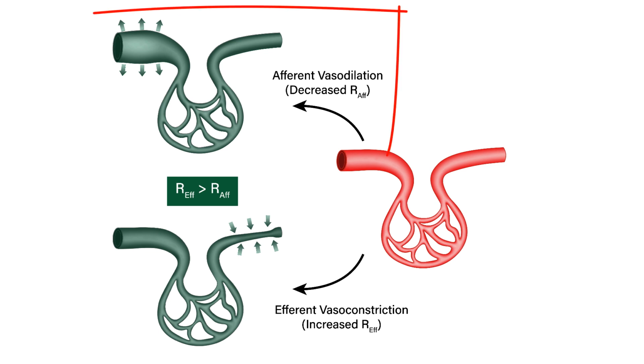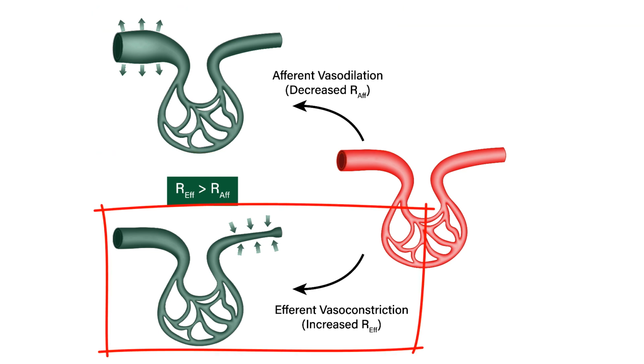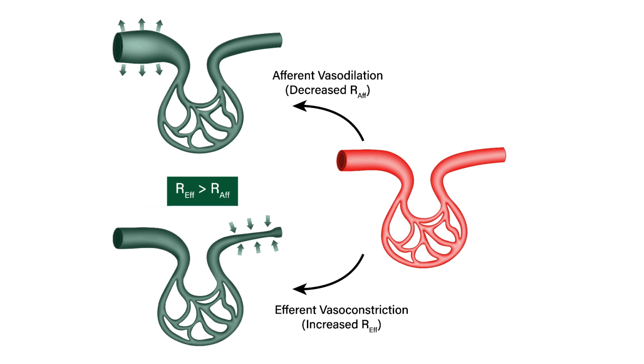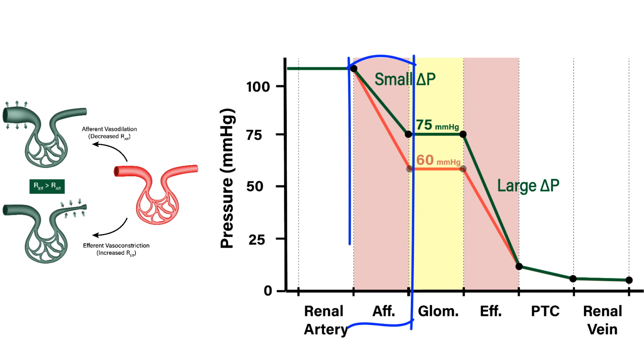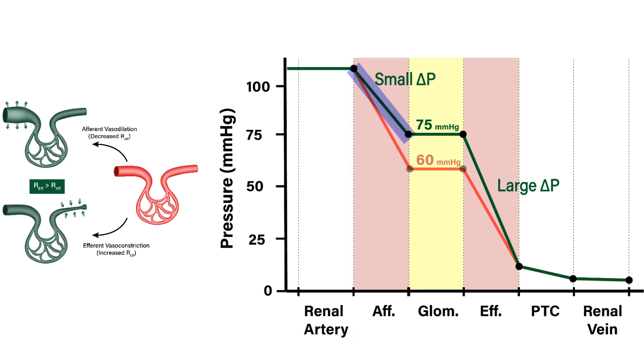This can be accomplished by vasodilation of the afferent arteriole, decreasing the resistance of the afferent arteriole, or vasoconstriction of the efferent arteriole, increasing the resistance of the efferent arteriole. Again, in either case, the resistance of the efferent arteriole is made to be greater than the resistance of the afferent arteriole. This means now that blood entering the afferent arteriole from the renal artery will now experience a relatively small pressure drop, again because it has a relatively low resistance compared to the efferent arteriole. When this occurs, the hydrostatic pressure will tend to be higher than normal, in this case 75 millimeters of mercury.